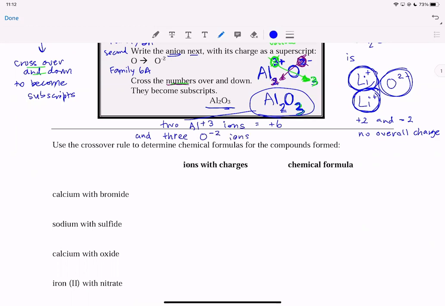So oxygen is the -2. If there's 3 of them, that's going to add up to -6 worth of charge. Putting all of those charges together, the +3, +3 and -2, -2, -2, that gives you no overall charge. And this is a neutral compound. So this is a neutral ionic compound, and that's the goal.